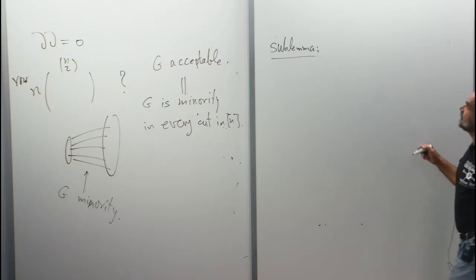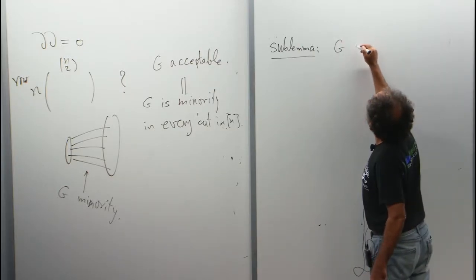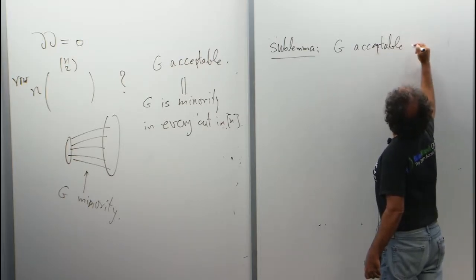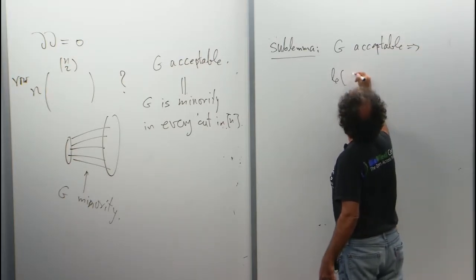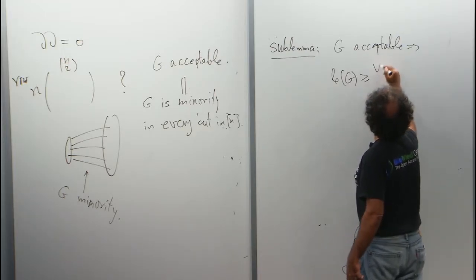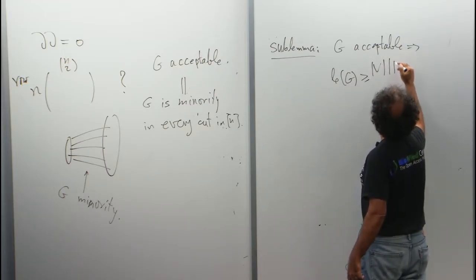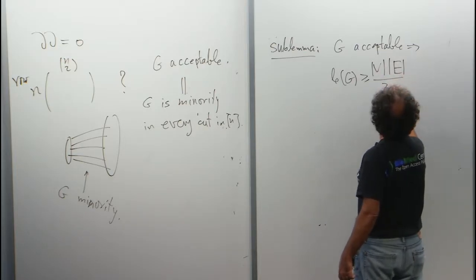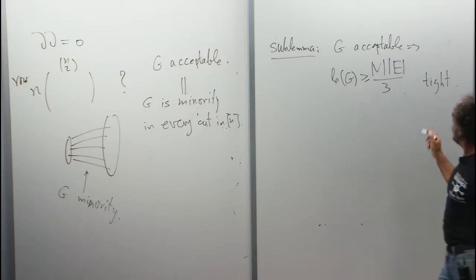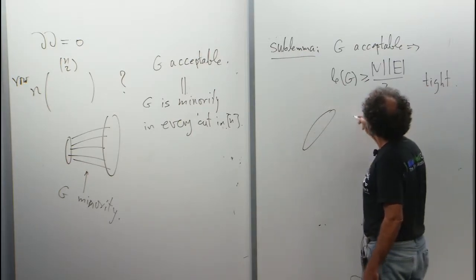The sublemma says that if G is acceptable, then the number of triples that intersect it oddly is at least the number of vertices in G times the number of edges divided by 3. And this is tight. It's really not difficult. With a 4 here, it's a few lines proof, but I will save it for you. Let me only show you that this is tight.